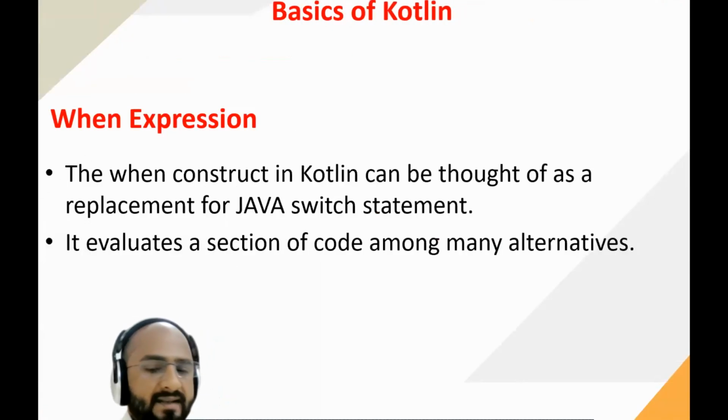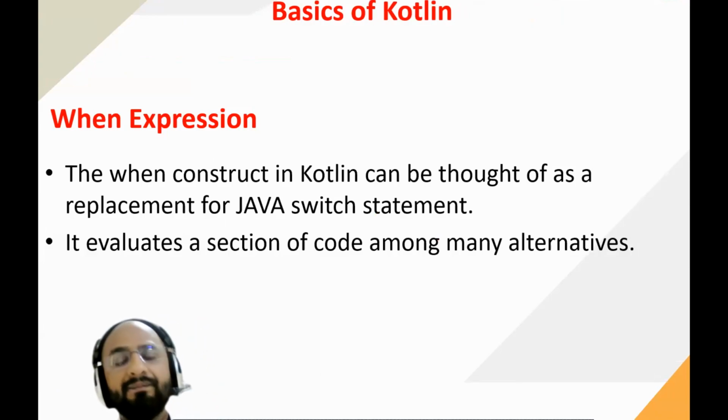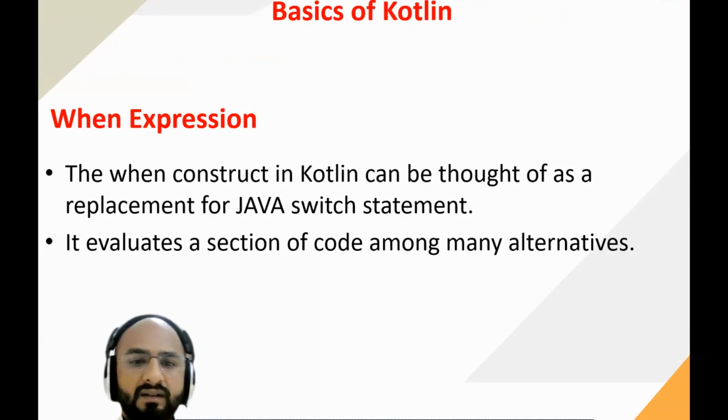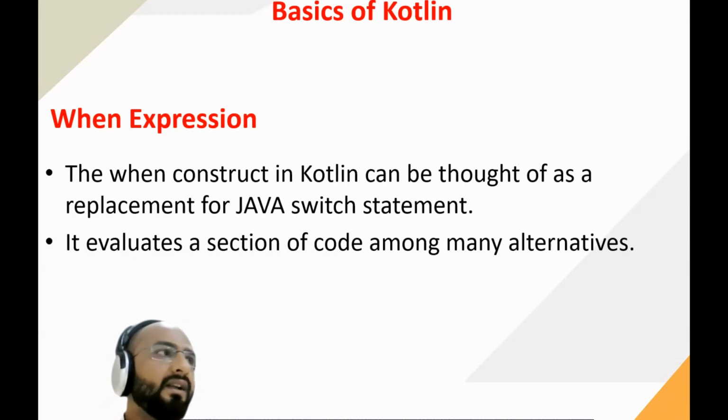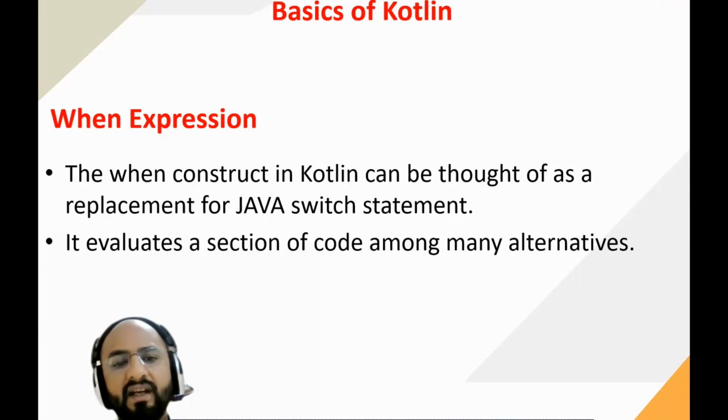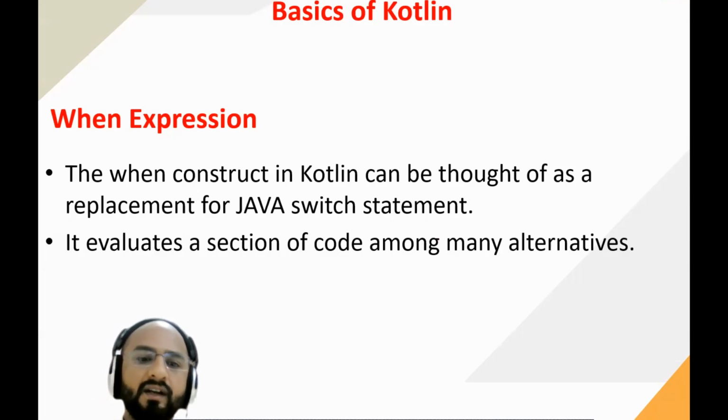Next, Kotlin provides the when statement. It is something related to the switch statement in C and Java. The when construct in Kotlin can be thought of as a replacement of the Java switch statement. You can see it is like the switch statement of Java, and its replacement in Kotlin is the when statement. It evaluates a section of code among many alternatives. So there will be multiple alternatives, and from them the code will select one alternative to execute.